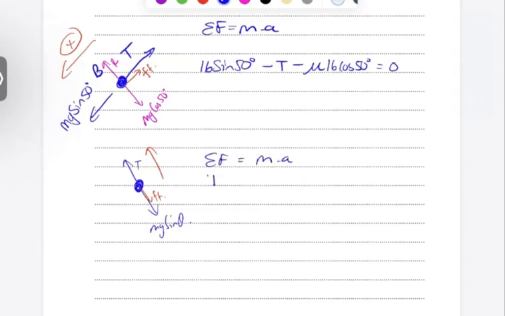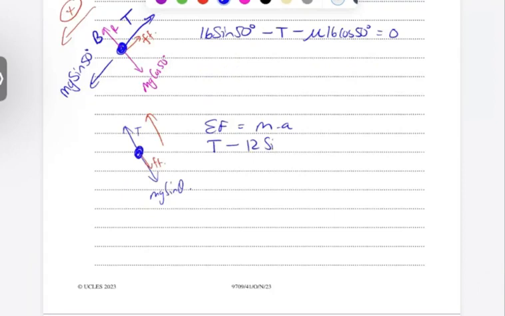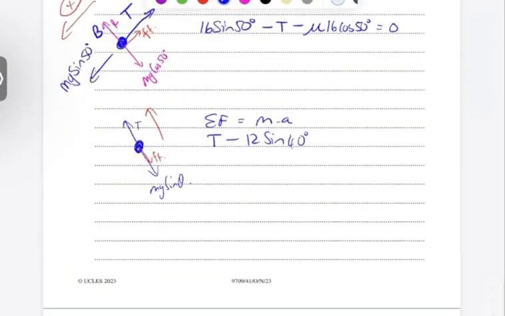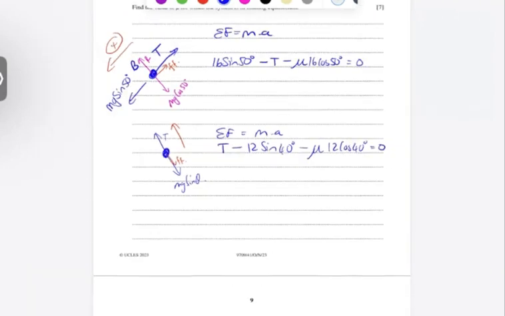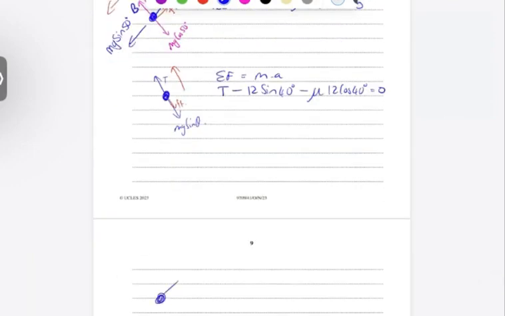Okay, so I've got tension pulling it up minus my mg sine theta. So in this case, it's 12 sine 40, minus 12 sine 40, minus mu times 12 cos 40 is also equal to 0. Okay. I can combine these and look at the system.